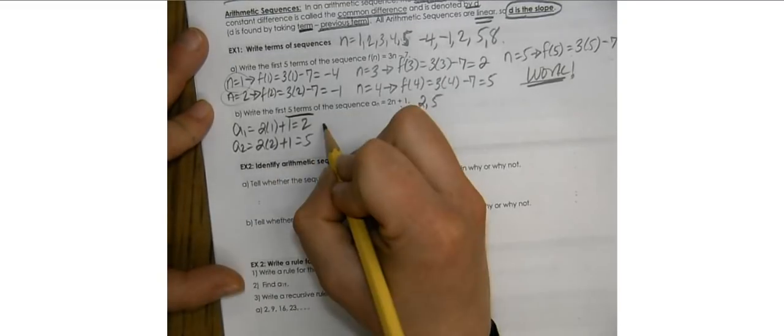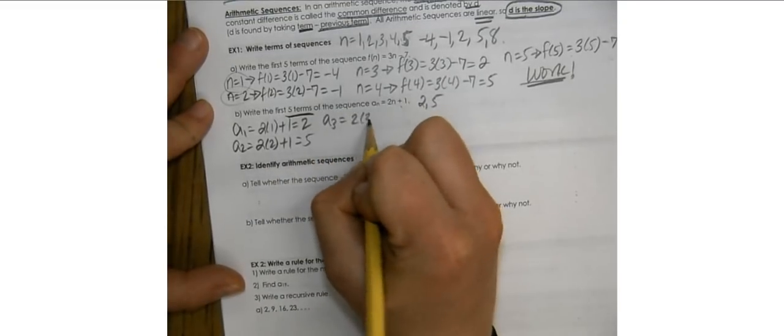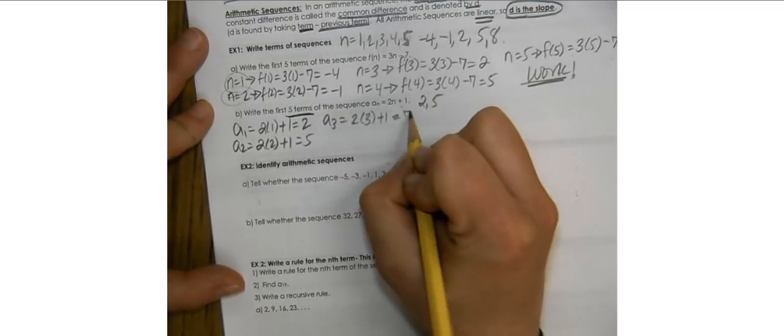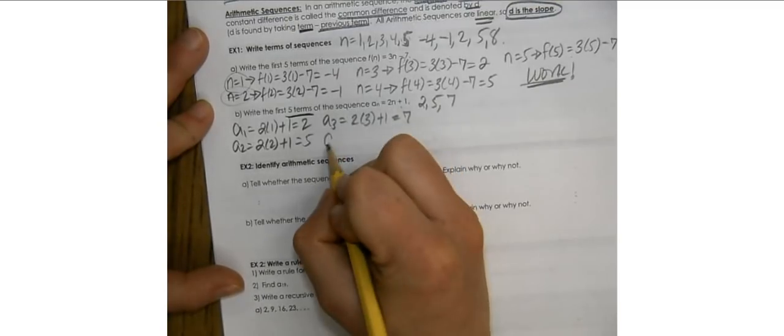And then a sub 3 is equal to 2 times 3 plus 1, and that's equal to 7. And then we have a sub 4, that's equal to 2 times 4 plus 1, that is equal to 9. And finally, we have a sub 5, that's going to be equal to 2 times 5 plus 1. And 2 times 5 plus 1 is equal to 11.